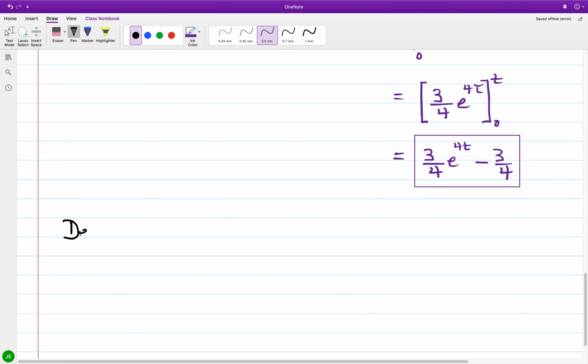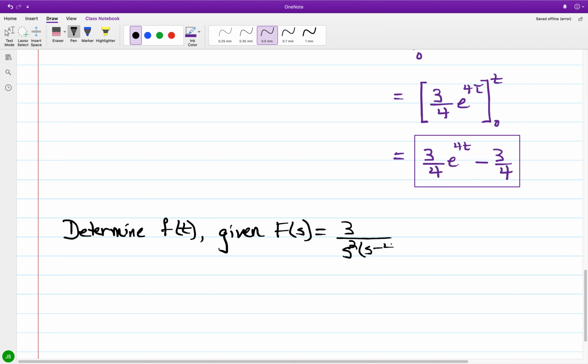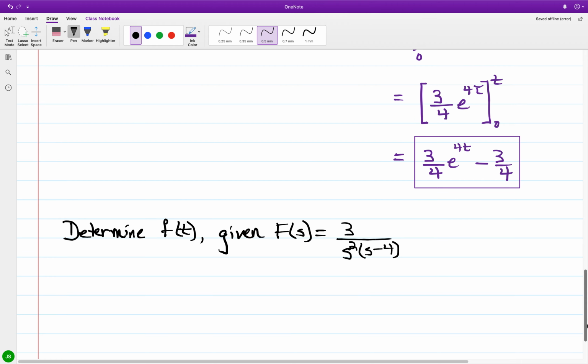All right, and let's say that if you were to determine by integration our function f of t, and we're given that f of s is equal to 3 over s squared times the quantity of s minus 4. So you have a repeating linear factor with s.